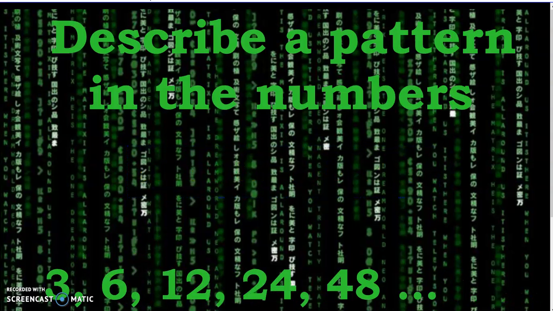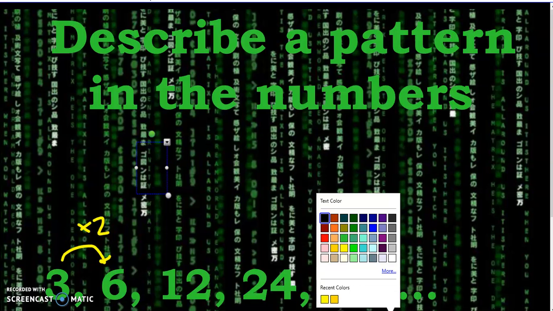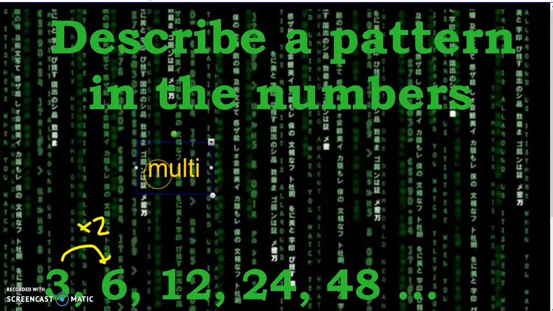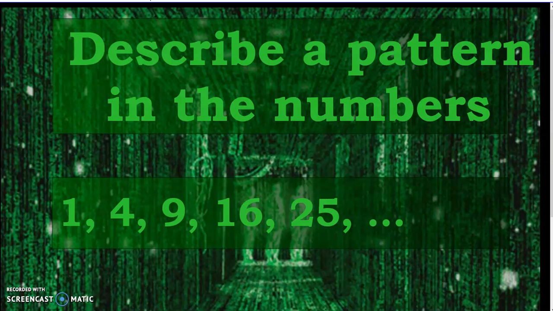Let's look at another pattern. Again, we have 3, 6, but now we have 12. So instead of adding 3, we can see 6 to 12 means that we're multiplying by 2. So this is times 2, times 2, times 2, times 2. So to describe the pattern, we can say multiply by 2.